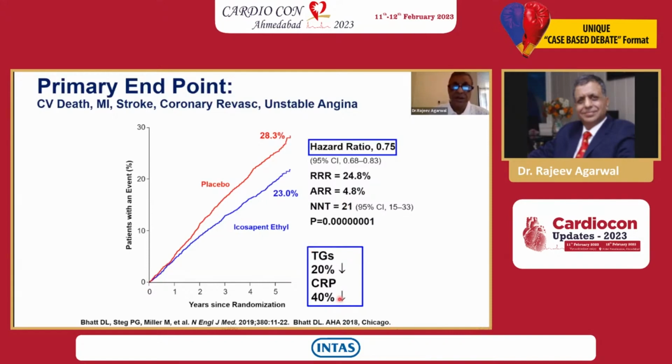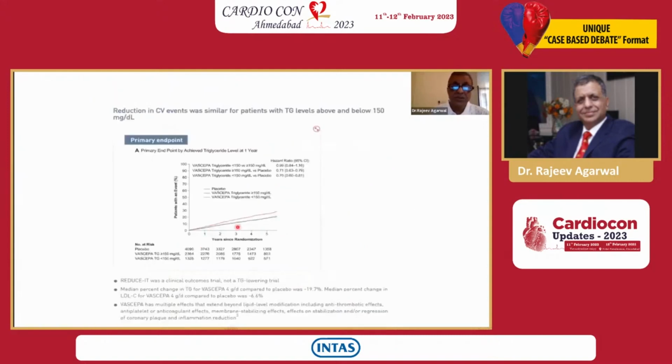CRP was reduced by 40%. And as you know, the entry criteria of high TG and low TG did not make any difference in outcome benefit. So in this trial, TGs were used as a risk marker, and you walk into the trial, but outcomes were not related to TG level.